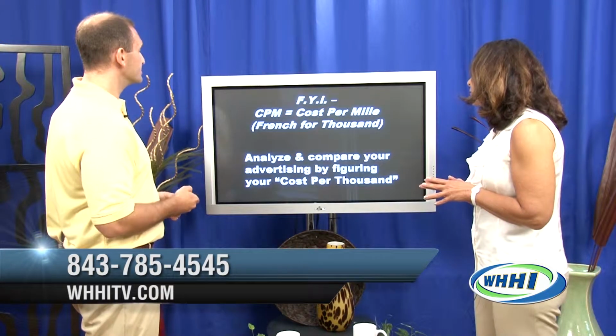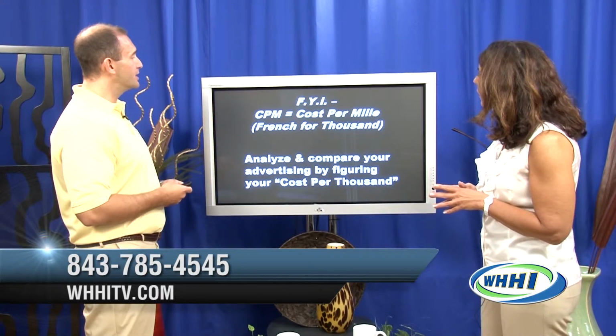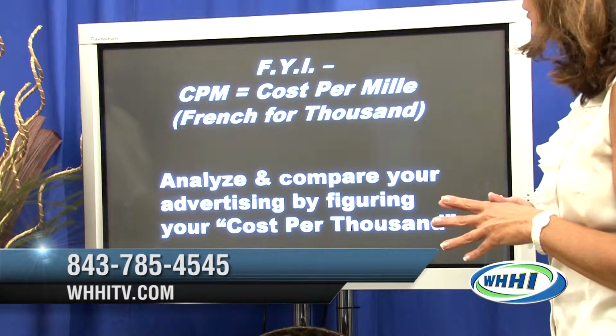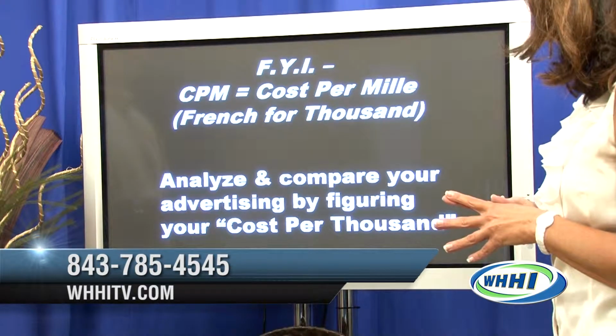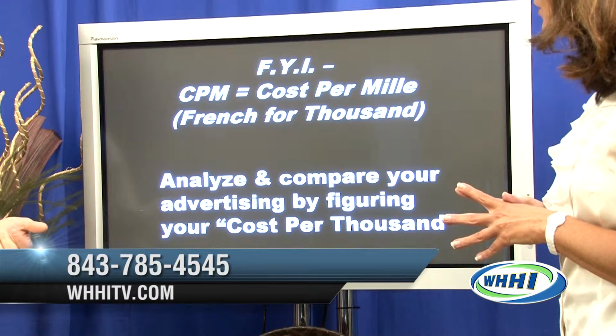and then multiplying that number by 1,000. And this is just a little trivia, FYI: CPM, cost per mille, is French for cost per thousand. That's what it's commonly referred to, CPM. And it's a way to analyze and compare your advertising by figuring your cost per thousand.